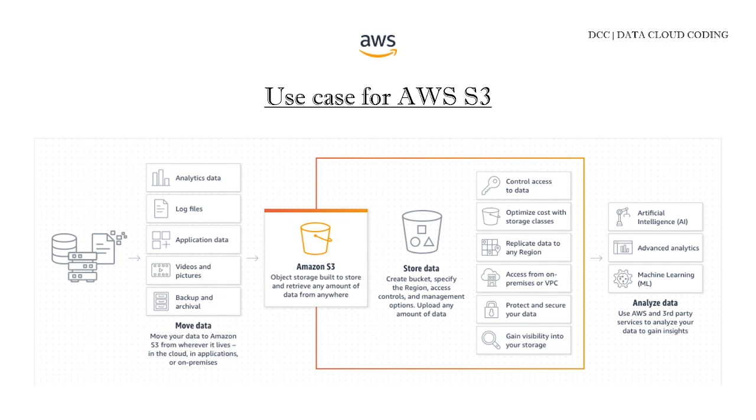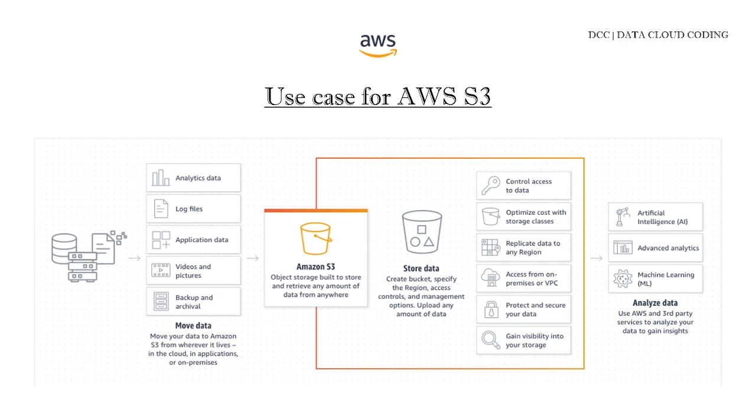We can enable versioning inside of my bucket. We can access the stored data from on-premises or from the VPC. S3 is quite secure, so we get the feature of secure data. So these are the few options that we get whenever we are trying to upload and store data in S3.